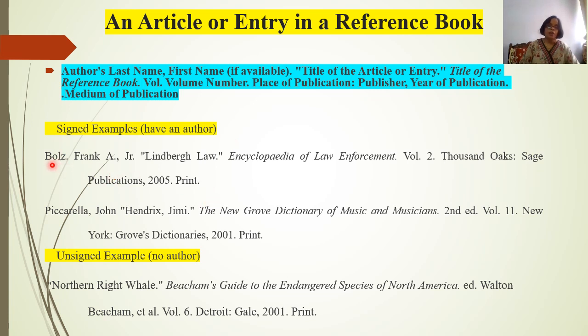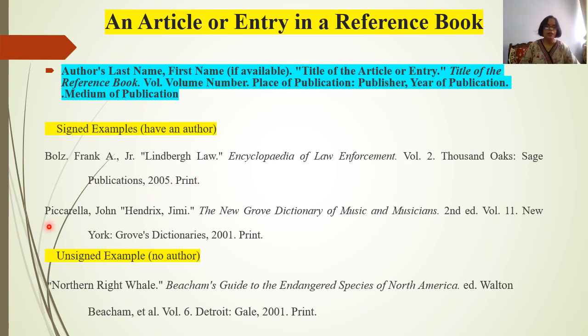particular way. Like Frank Bowles, A. Frank A. Bowles. So Bowles, then Frank A. Then the article's name, Lindbergh Law, then Encyclopedia of Law Enforcement, then VOL dot 2 volume number, then number of the volume, Thousand Oaks, then Sage Publications, year and print medium.